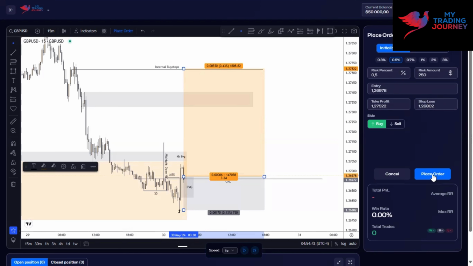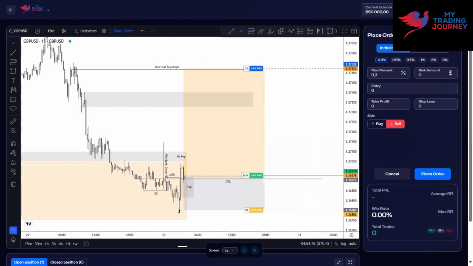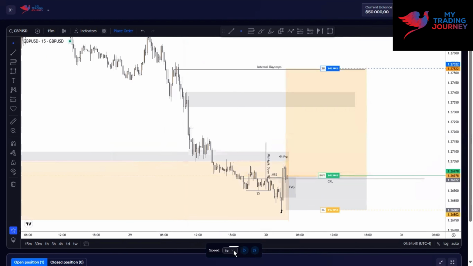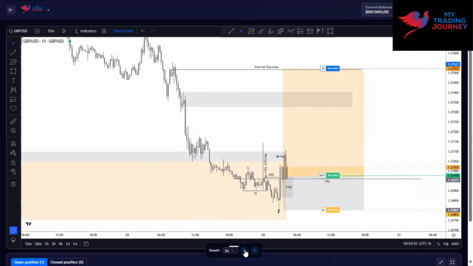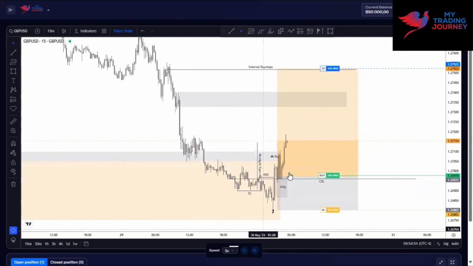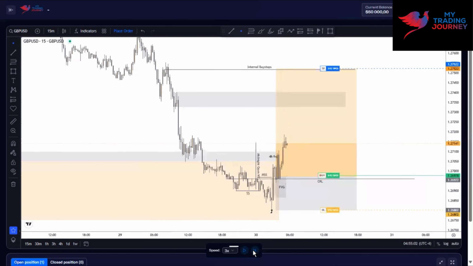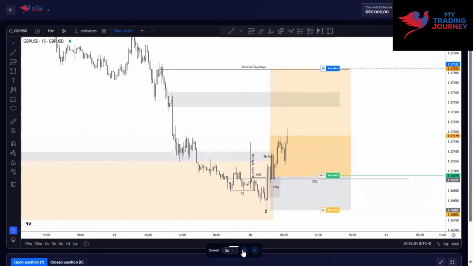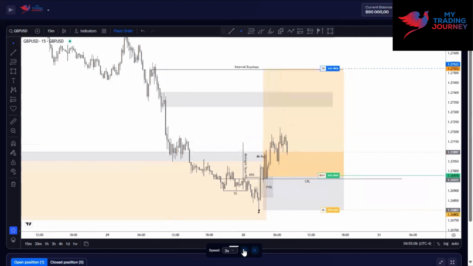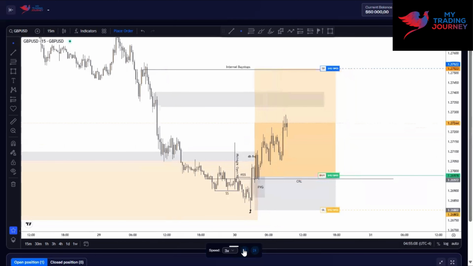Okay, limit set. Now we are going to play price and see what happens. Now as you can see, price has mitigated our entry, and now we have a move to the upside. Okay, just let it play out. And this trade was taken during London kill zone, guys.